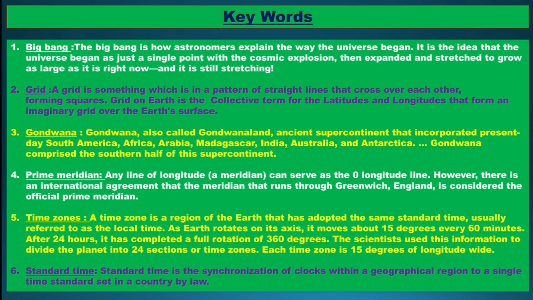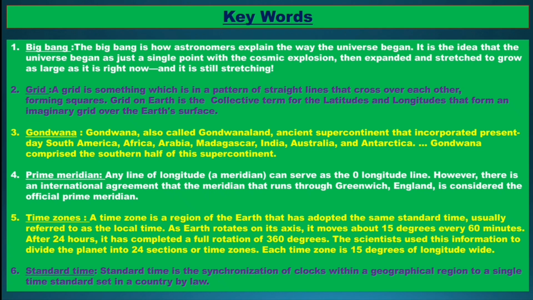Now let us go through the important keywords from this lesson. The first word is Big Bang. The Big Bang is how astronomers explain the way the universe began. It is the idea that the universe began as just a single point with a cosmic explosion, then expanded and stretched to grow as large as it is right now, and it is still stretching.